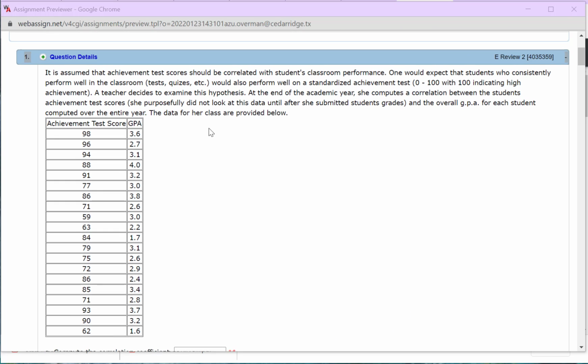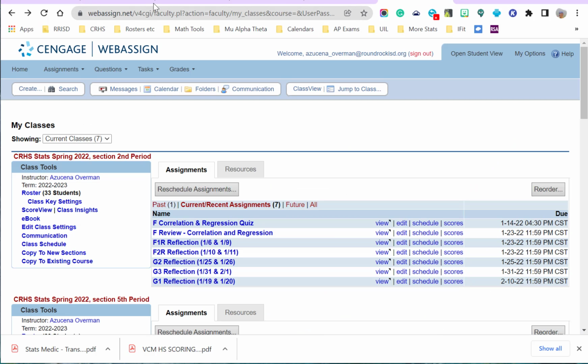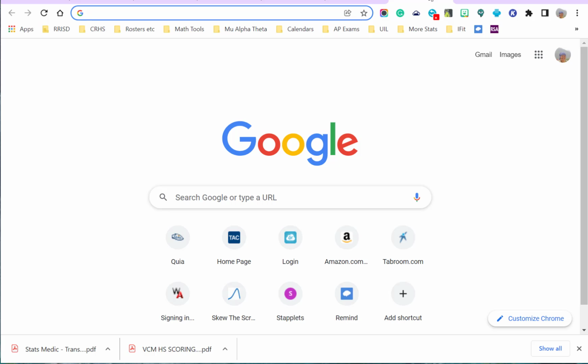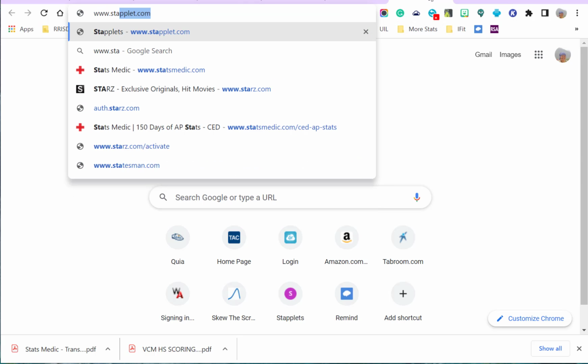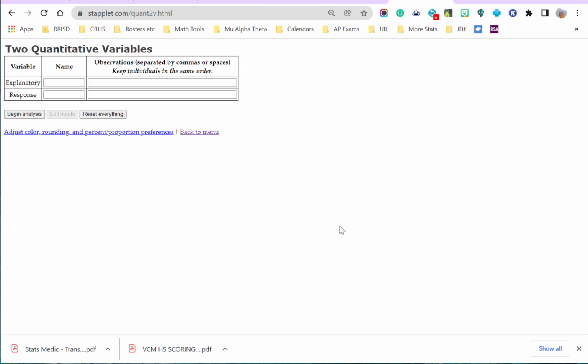I'm going to put all my data into a Statlet. Not that Statlet, sorry, not that one. Here, let me go find my Statlet. That would be, we'll just type it in, www.statlet.com. And I want to use two quantitative variables. All right, two quantitative variables.